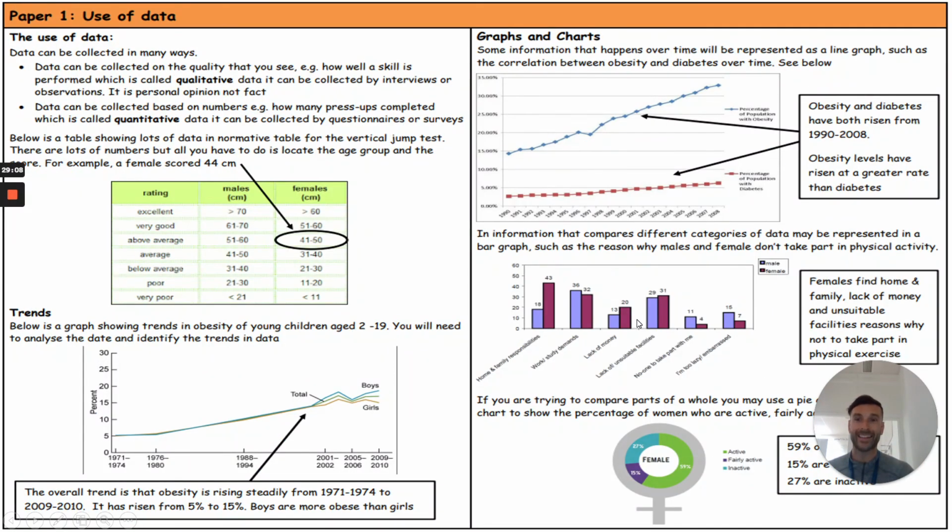Okay, using data. Look at the table. This is all sort of common sense. You've got to be able to read the data on tables and explain how it works and what trends it shows. Look at these graphs here. I'm going to ask you, for example, what group of people are training the most or has obesity risen in certain times. Look at the graphs. So look at the graphs and have a study of that.